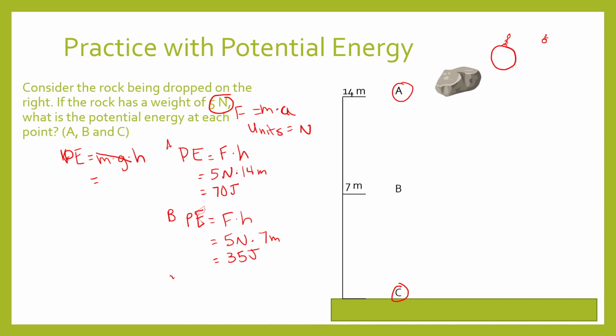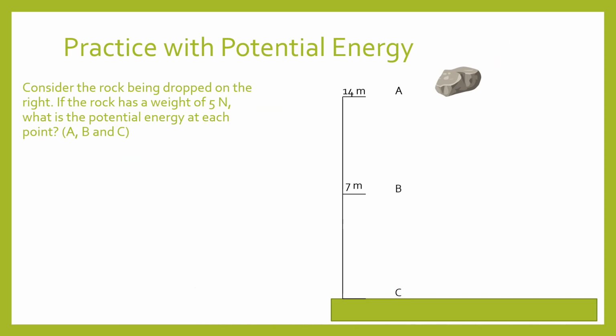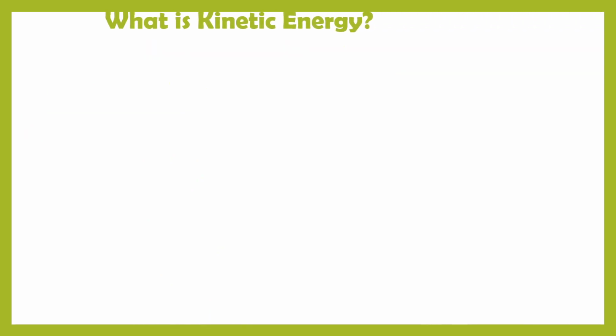And then finally at point C, our force has not changed. The force is still going to be 5. The height is 0. And that is what makes our answer become 0 joules. So this is how you can calculate potential energy using force and height. Now we're going to look at kinetic energy.